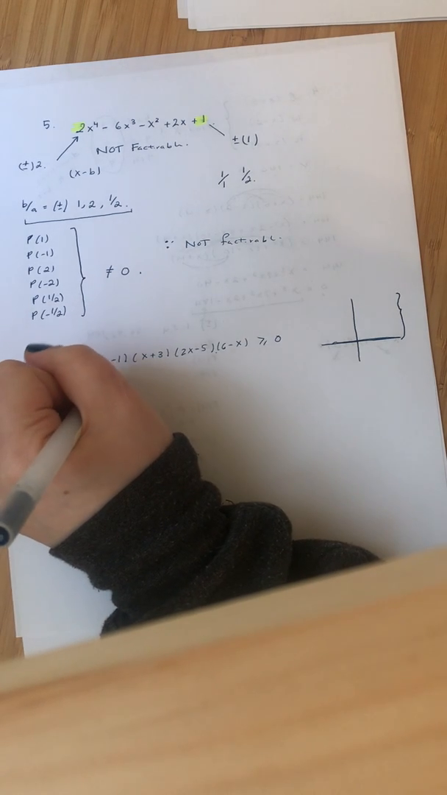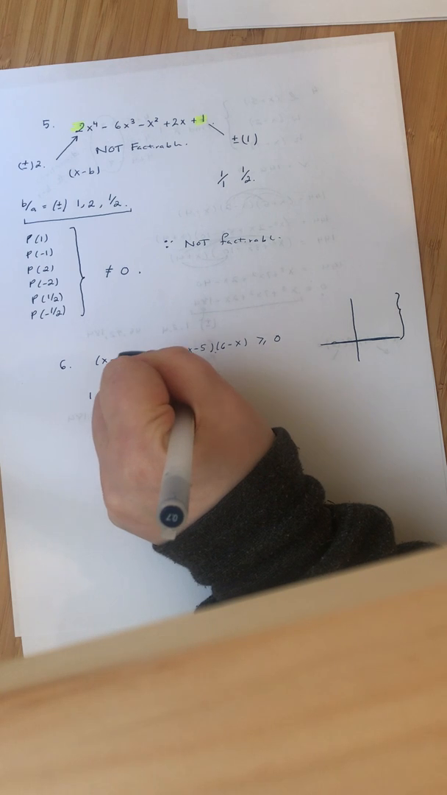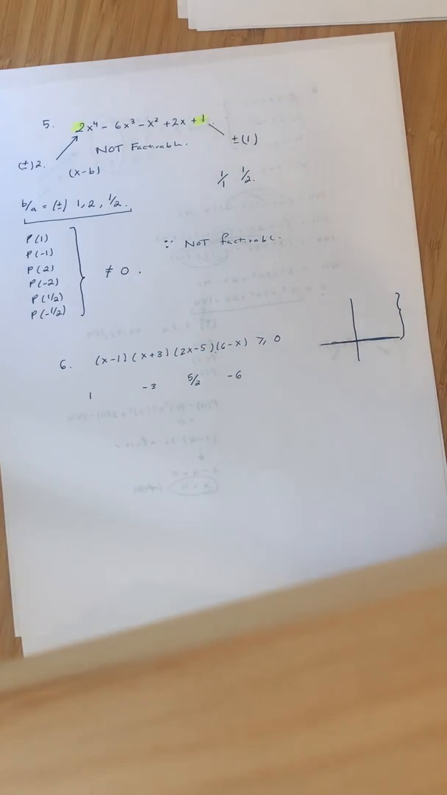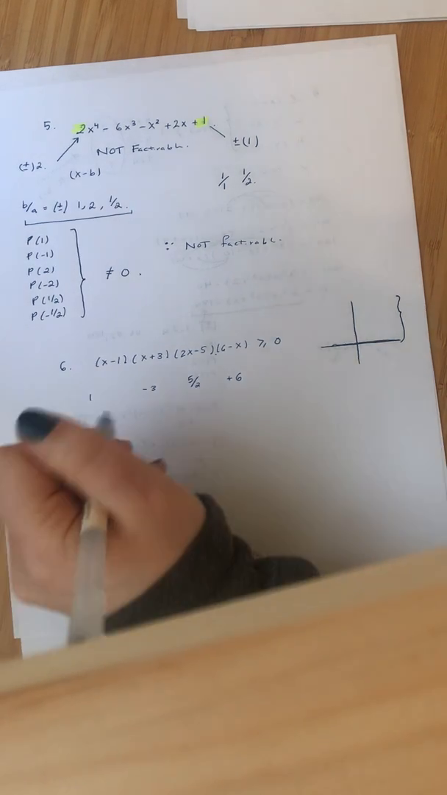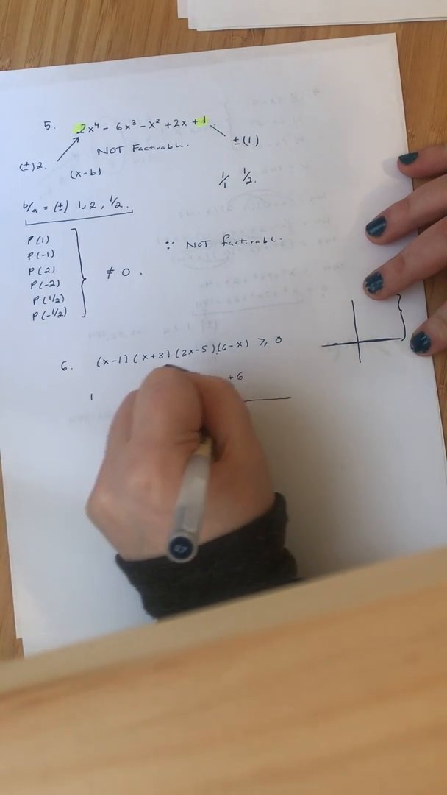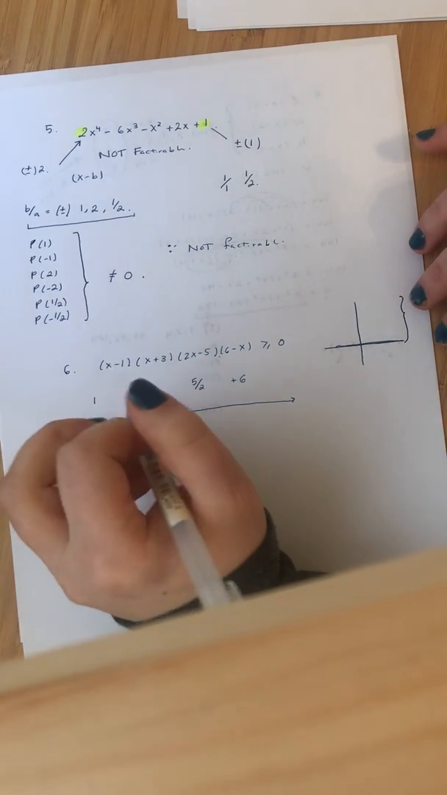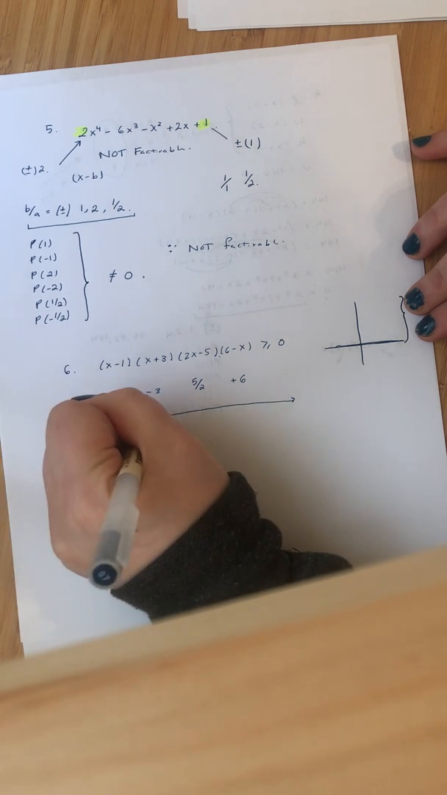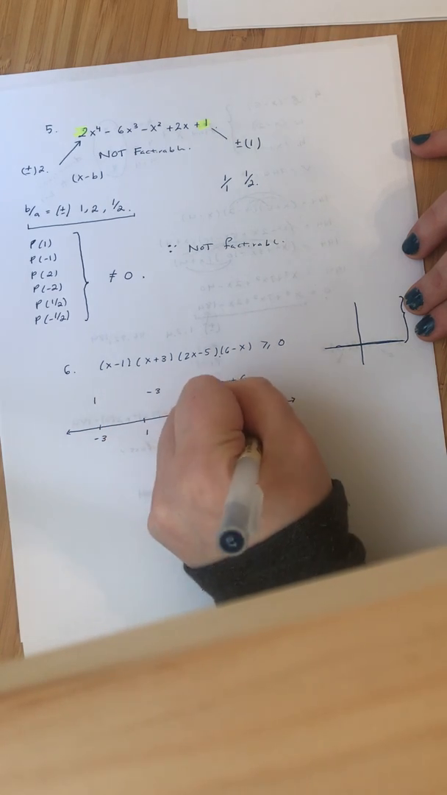So to do that, we said we first find all the x-intercepts. So 1, negative 3, 5 over 2, and 6. Then I usually like to draw my inequality, draw my line bar. It just helps me to visualize it better. So I do negative 3, 1, 5 over 2, which is just 2.5, and my 6.